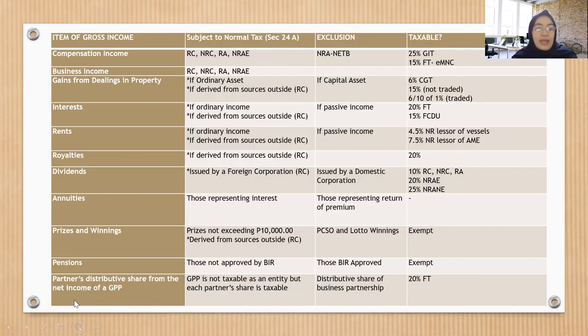Now, class, partners' distributive share from the net income of a GPP. As I said earlier, a GPP is not taxable as an entity, but each partner's share is taxable. But if it is a business partnership, then we are talking differently because it is subject to 20% final tax. So you have to differentiate a business partnership from a GPP. Okay?